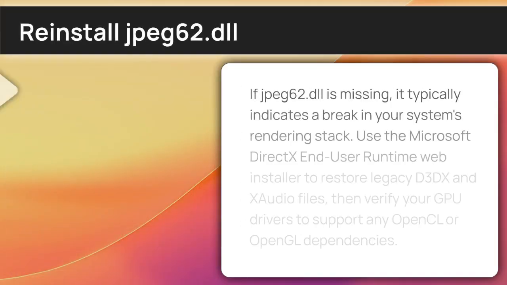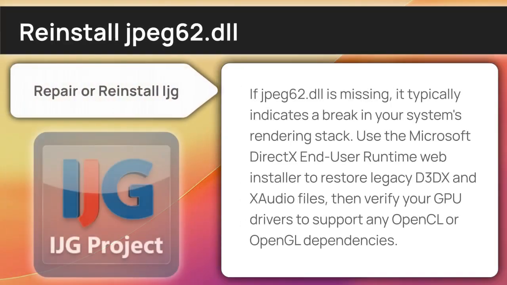If jpeg62.dll is missing, it typically indicates a break in your system's rendering stack. Use the Microsoft DirectX end-user runtime web installer to restore legacy D3DX and Xaudio files, then verify your GPU drivers to support any OpenCL or OpenGL dependencies.